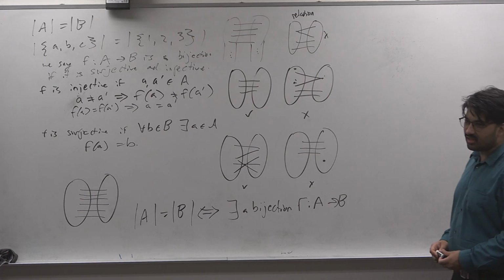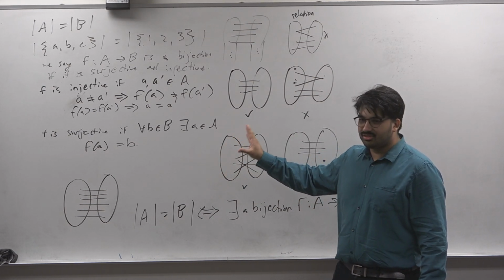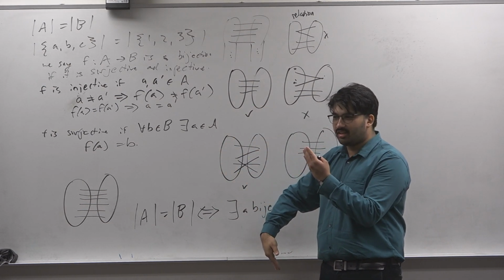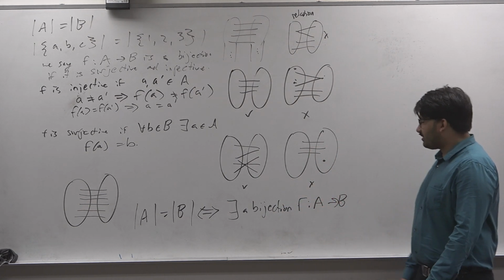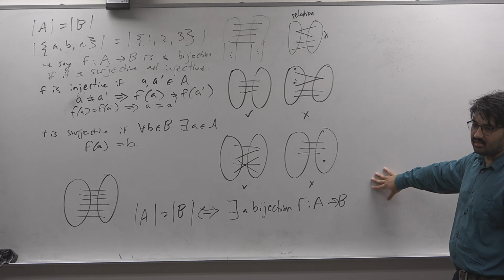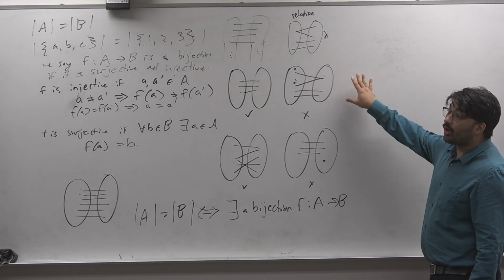It's not too challenging. You assume to the contrary. If one is bigger than the other, then it's not surjective. In the other case, if the other is bigger than it, then it's not injective. Something like this, right? So this is true for finite sets. So we take it as the definition for infinite sets.